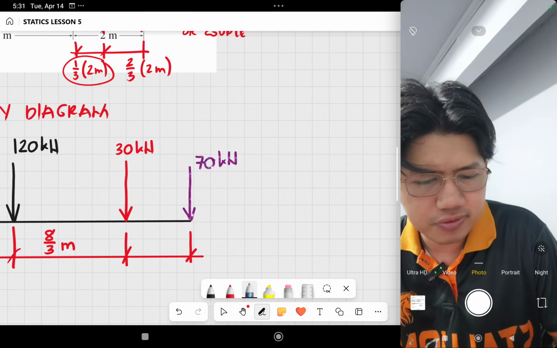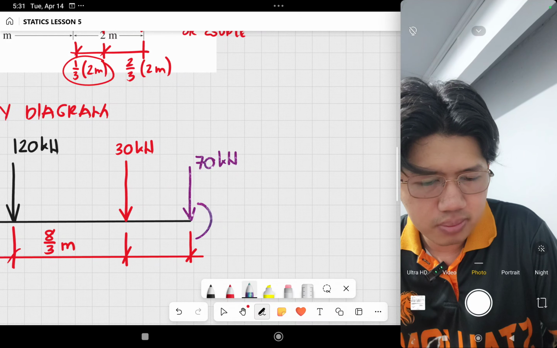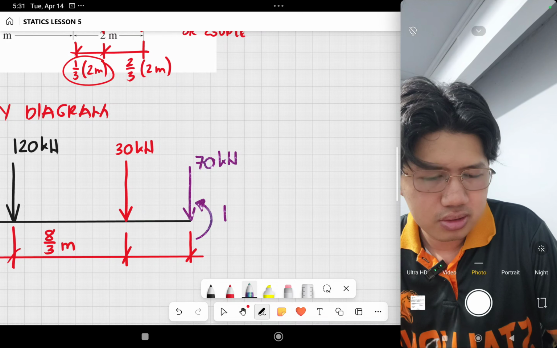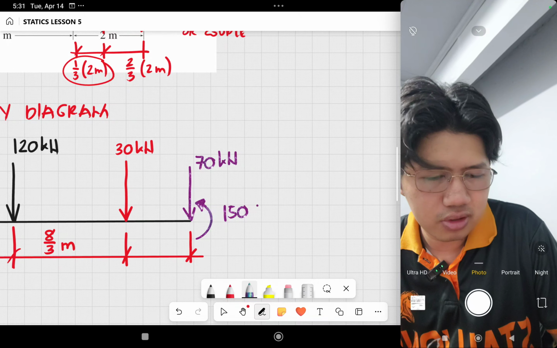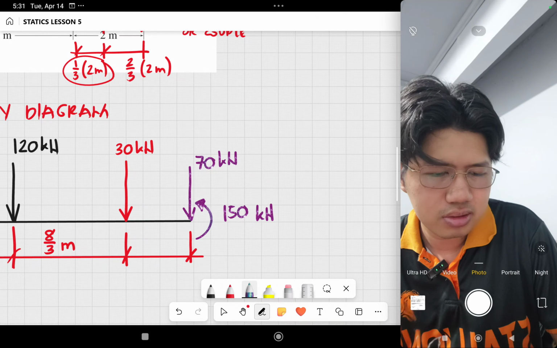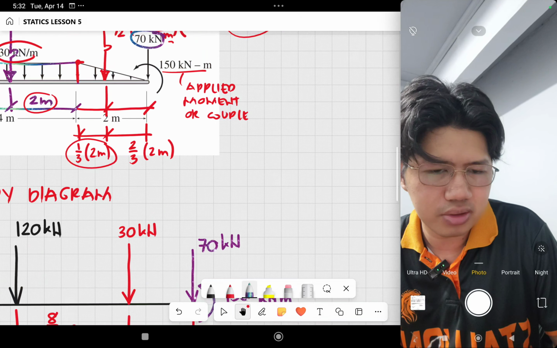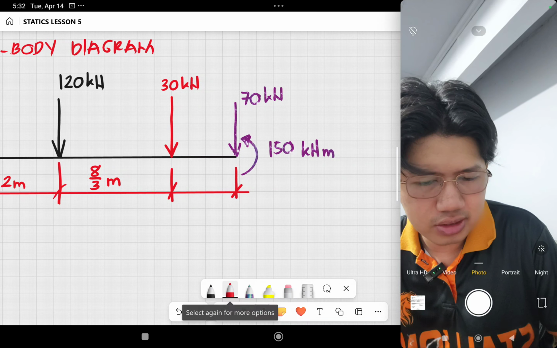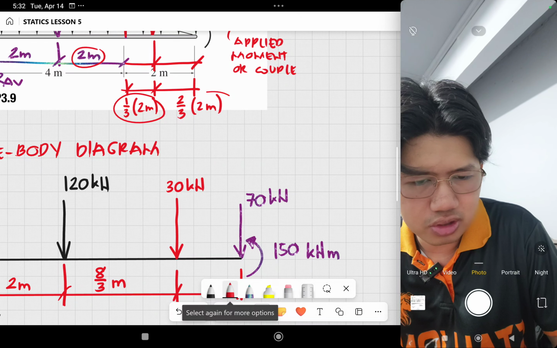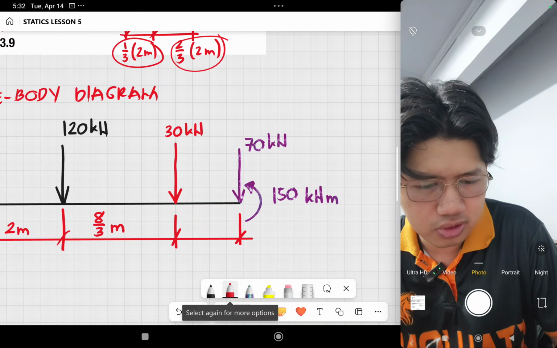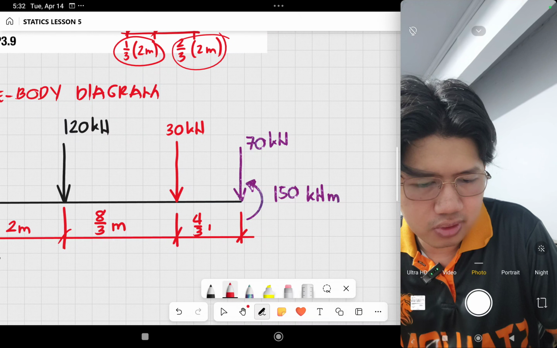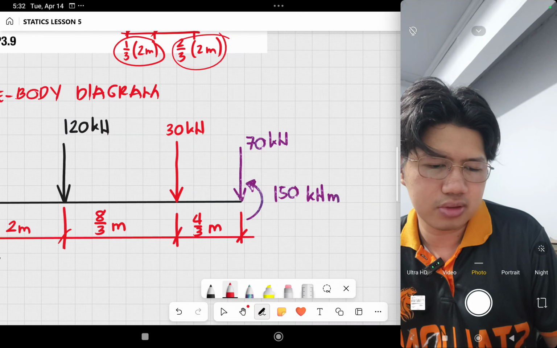And then 150 kilonewton meter, sorry, acting counterclockwise. Okay? Kilonewton meter. So, yung distance na yon is 2/3 of 2. So, 2/3 of 2 is 4/3. That is 4 over 3 meters.